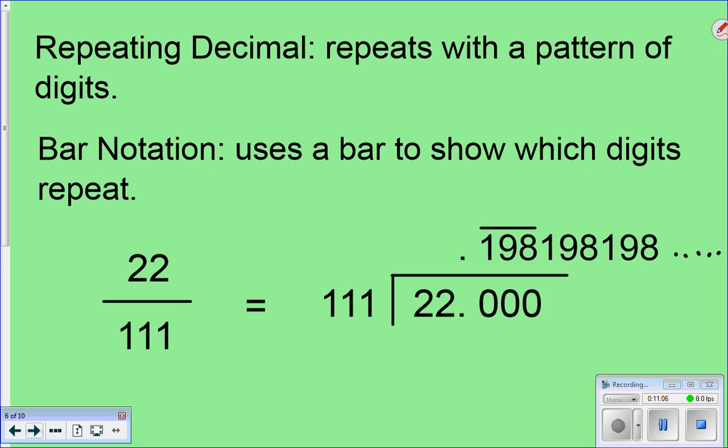And then bar notation, this is what we use when something repeats. Because if something repeats and you get that as an answer on your paper, is it ever going to stop? It's never going to stop. Do you want to keep writing that number forever on your paper? No, you would run out of paper and literally you'd still be doing it. It would go on forever and ever. And they make a bar notation. You probably heard of this last year a little bit. They make this bar notation so you don't have to keep writing that number forever. Okay? So bar notation shows which digits repeat.